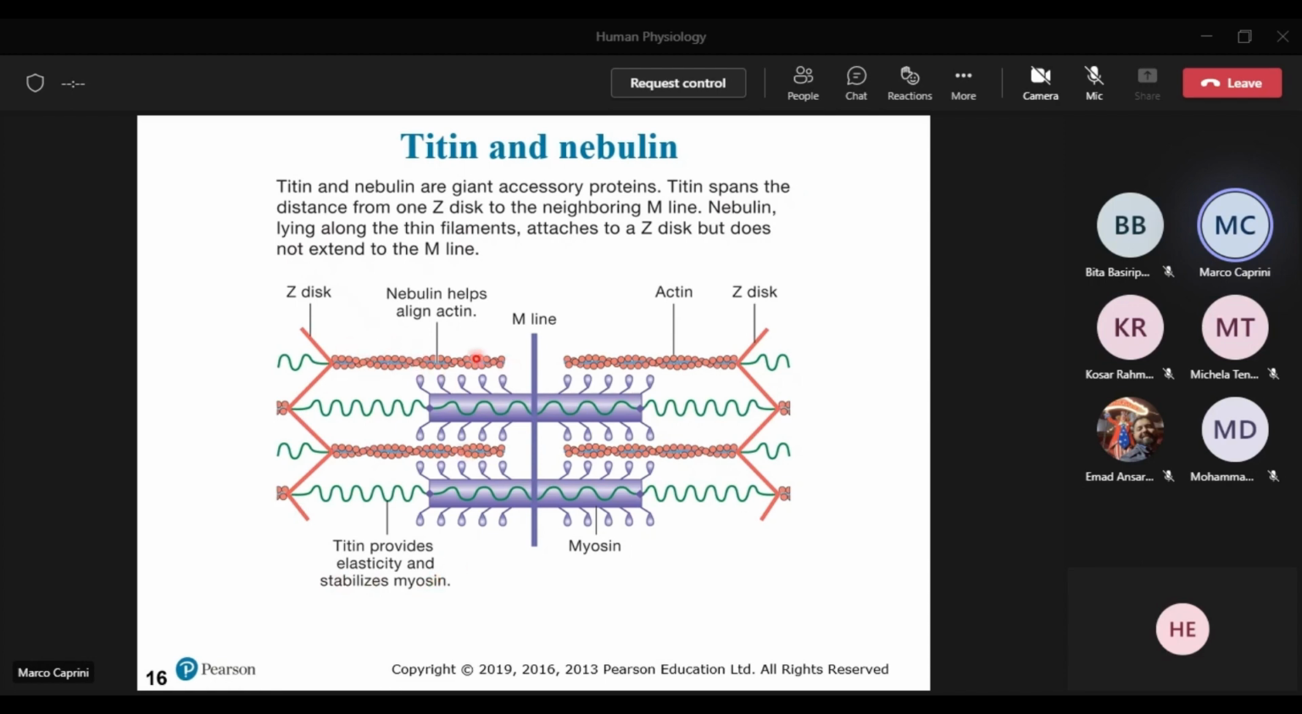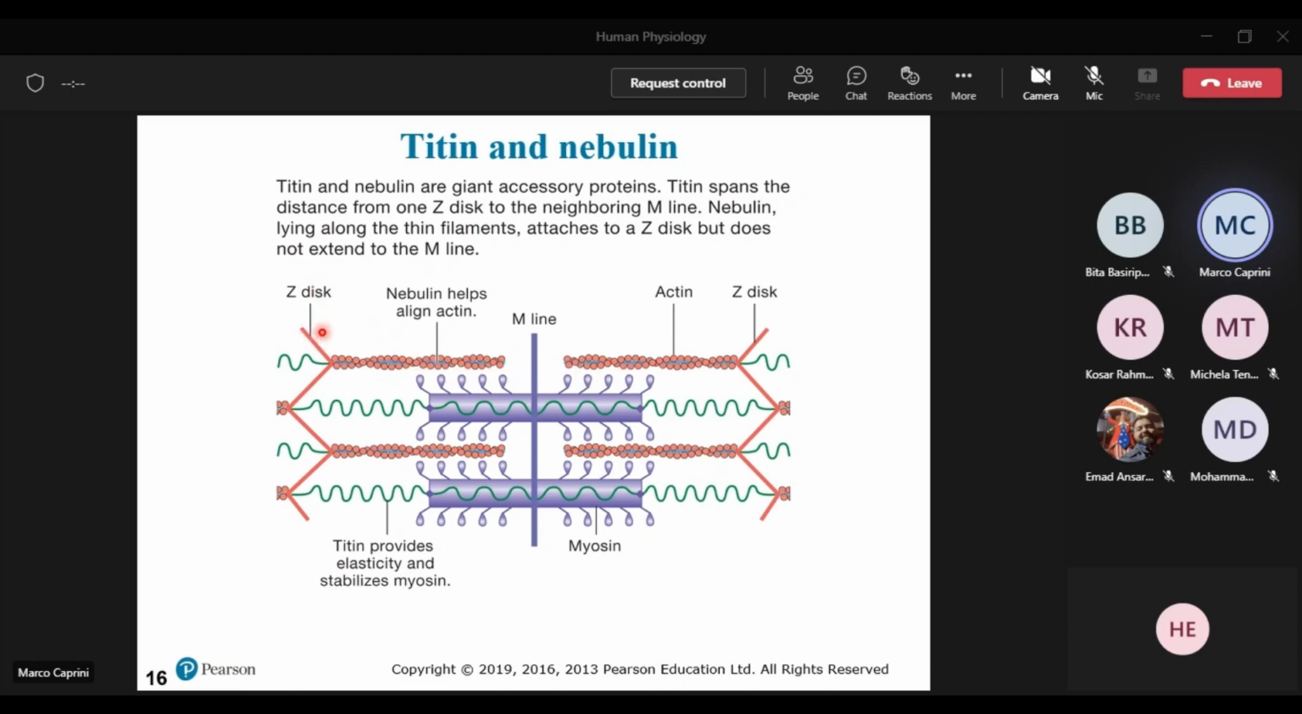The nebulin here helps the alignment of the actin. So every structural protein has a particular function. We already said a lot of times that the skeletal muscle is organized in sarcomeres. Now we can define how a sarcomere is organized, because we know already all the structural, functional and regulatory proteins that take part in the process.